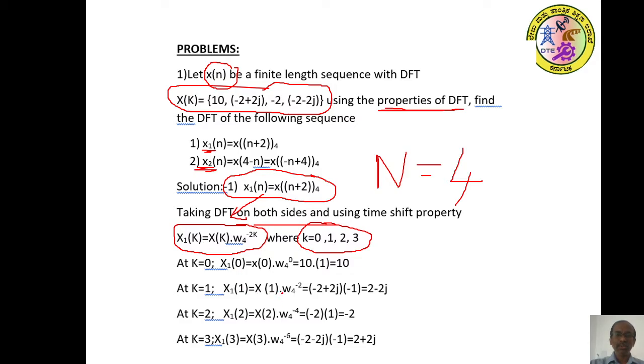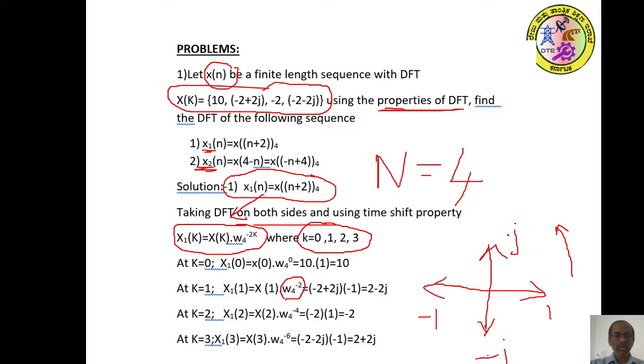4 power minus 2. And we remember this diagram to calculate twiddle factors for 4 points. We have learned this as the real axis, negative real, imaginary, negative imaginary. And we have learned that if you move in the anti-clockwise direction, there are negative powers of twiddle. What is omega 4 power minus 2 with respect to this diagram? This is omega 4 power 0, this is omega 4 power minus 1, and this is omega 4 power minus 2, that is minus 1. Multiply to get the answer 2 minus 2j.